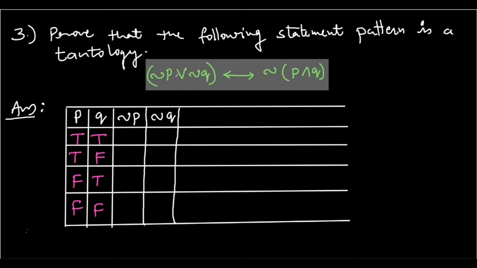Then I will go for this bracket. What is this bracket? It is negation P or negation Q. I will go for this column. Then I will go for P and Q. See, I will go for this bracket, P and Q.